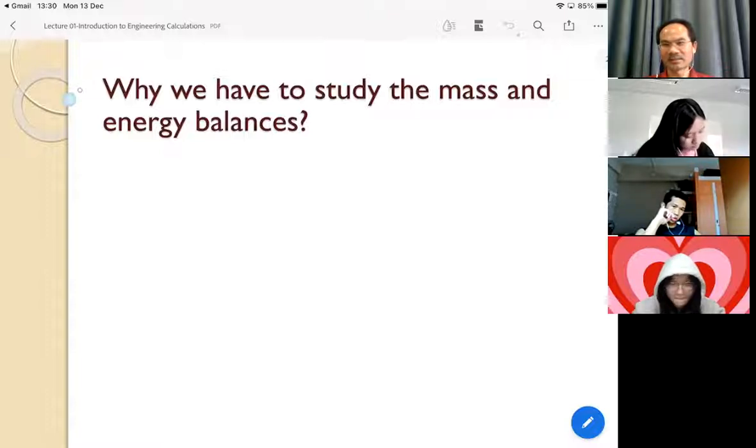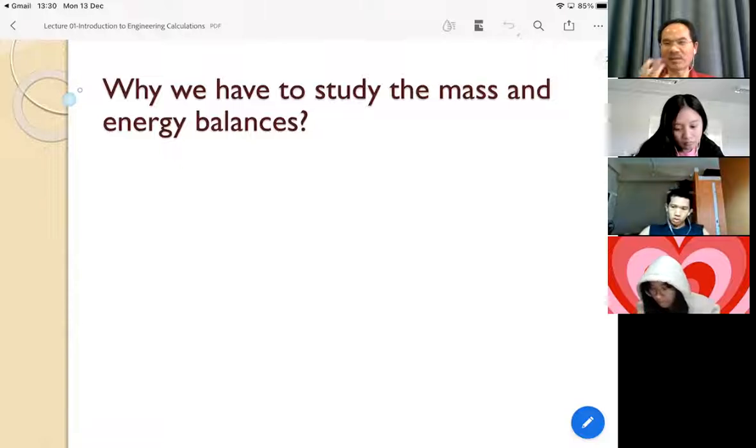Energy balance. The mass means we have to know the amount of the substance in our process, and also we have to know the amount of energy in our process. We talk about the process for petrochemical and chemical engineering. If you know the mass, if you know the energy in your process, you can design your system.